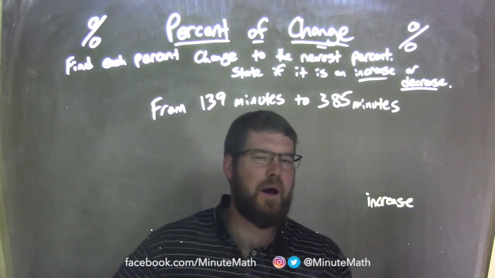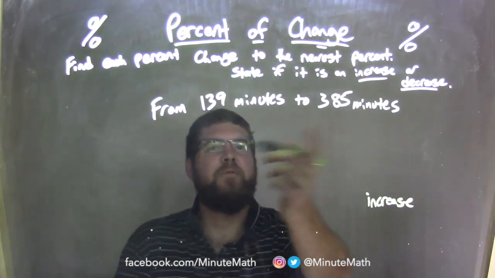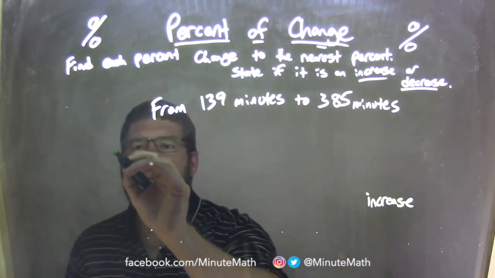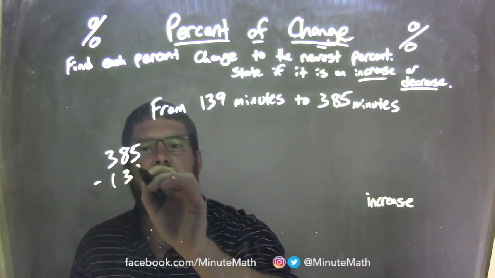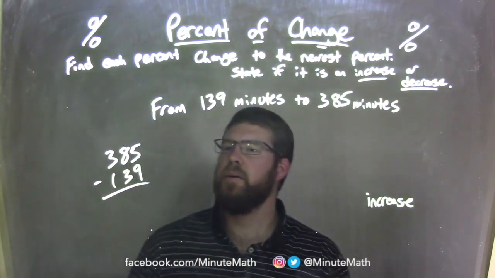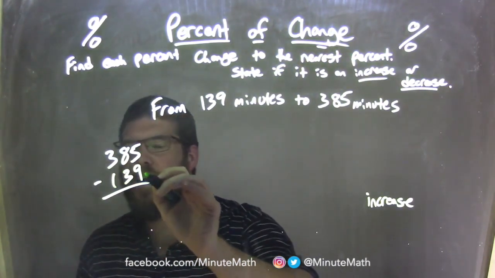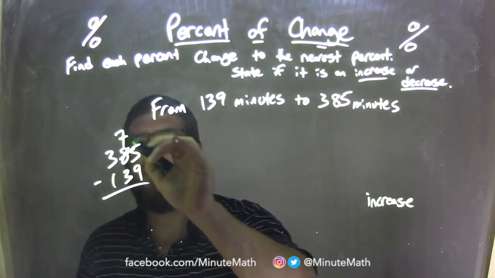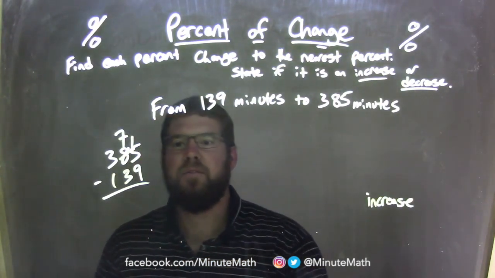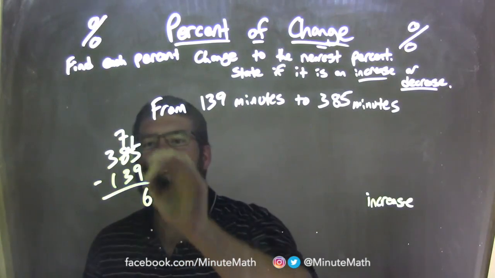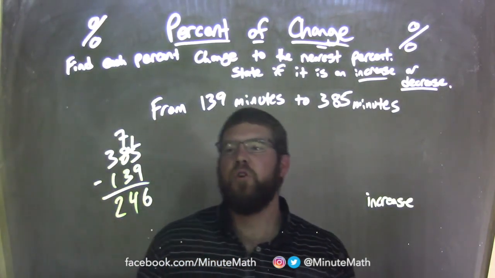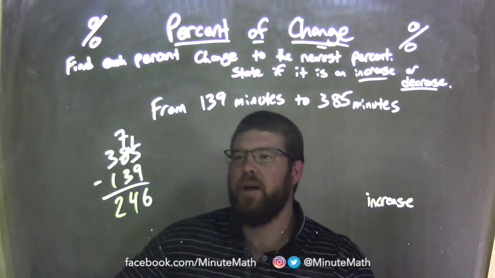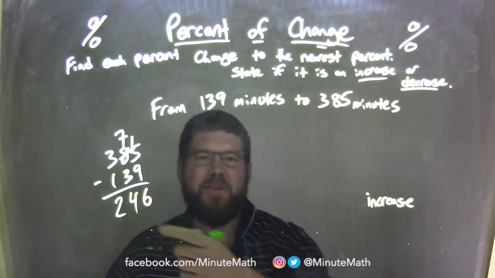Well, now let's see how much of an increase. We're just going to find the difference between these two numbers. So I'm taking my larger number, 385, and subtracting the smaller one, 139. I can't take 9 from 5, so let's make that 8 a 7. 15 minus 9 is 6. 7 minus 3 is 4, and 3 minus 1 is 2. And we have 246 here.